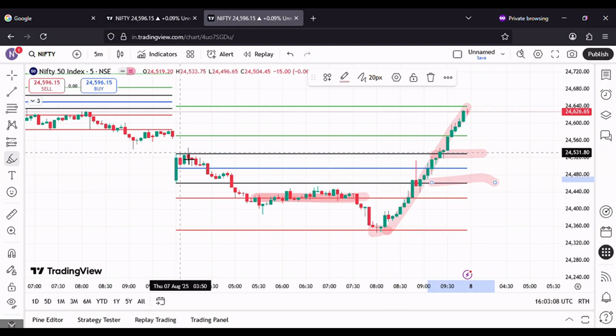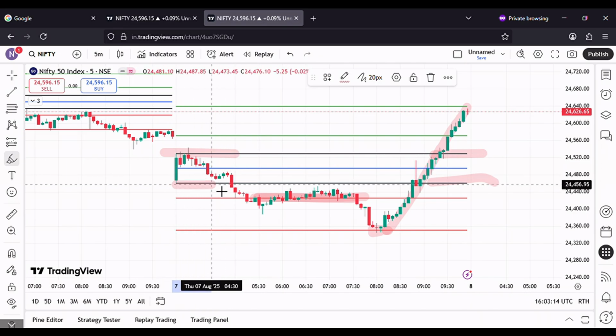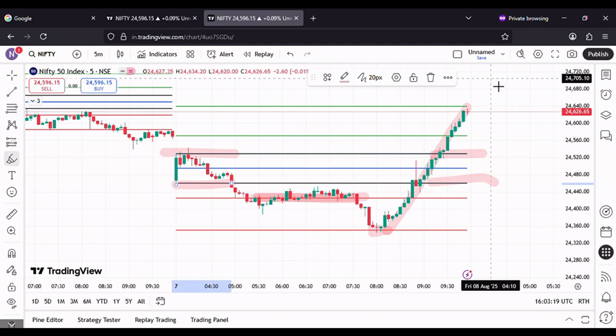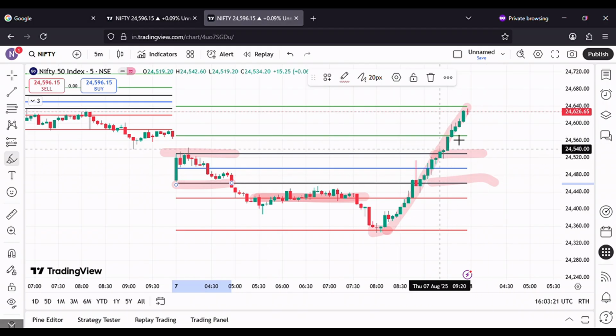So this black color is first 5-minute candle's high. This is the first 5-minute candle's low. See how the market has reacted, how our indicator has predicted the moves.